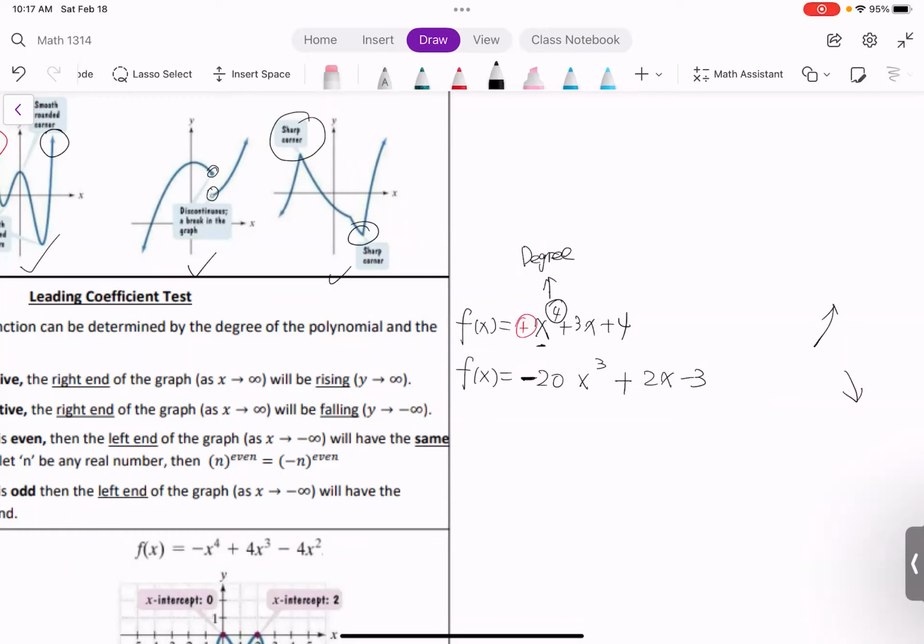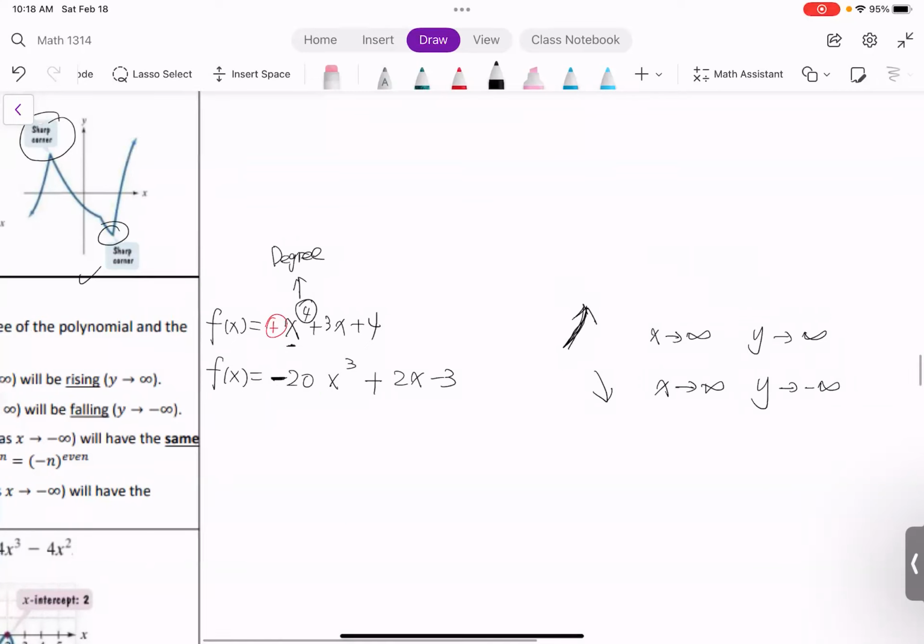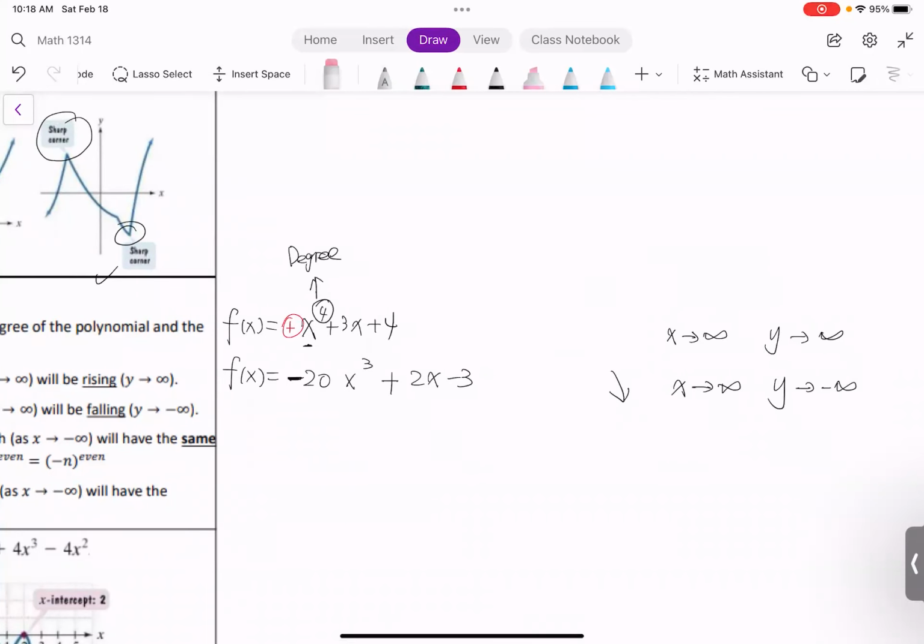When the right end is going up or going down, what's the meaning of that? If x is approaching infinity, the y value is approaching infinity. For the second function, on the right end, as x approaches positive infinity, y is going all the way down, approaching negative infinity. Let me make a better-looking behavior going up.